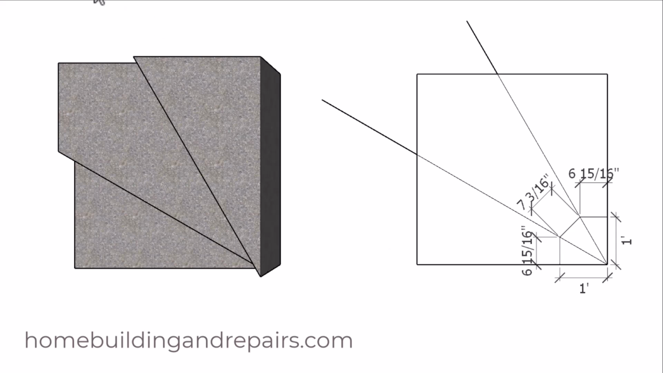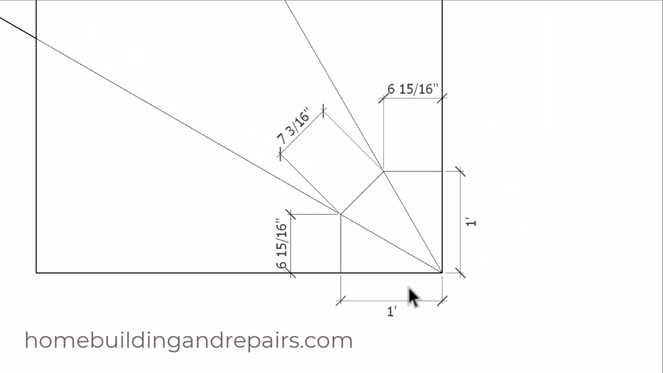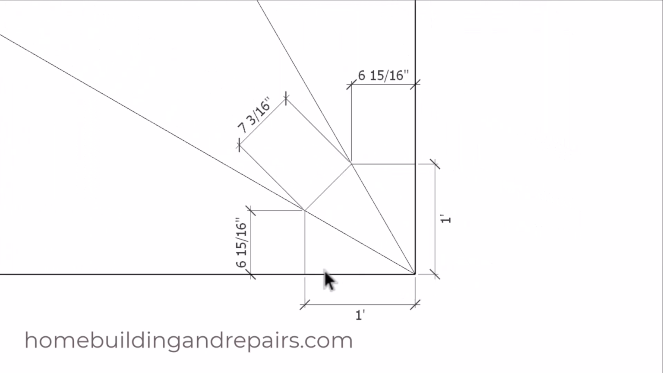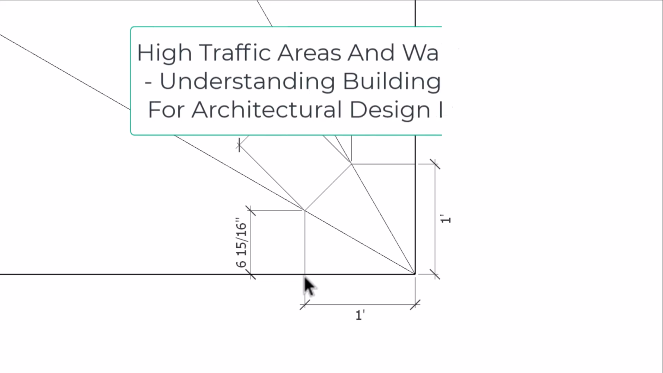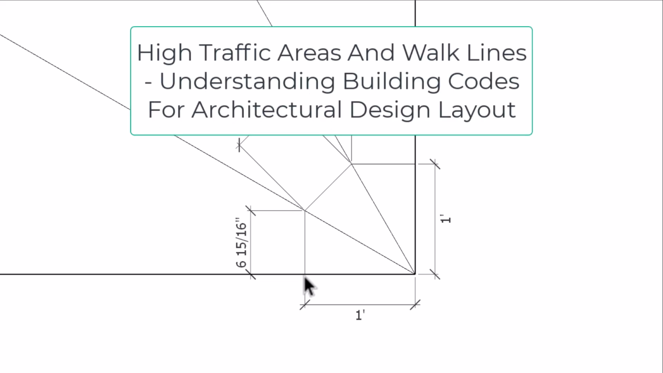Now the measurement can be measured from a variety of different points. For example, the walk line is going to be located 12 inches in from the inside of the stairway. And I just made a video on that a few days ago, so check that one out. I actually made that video to help with this one here.